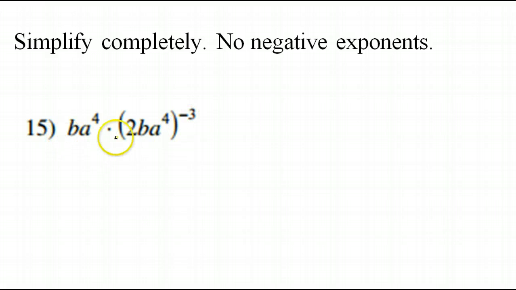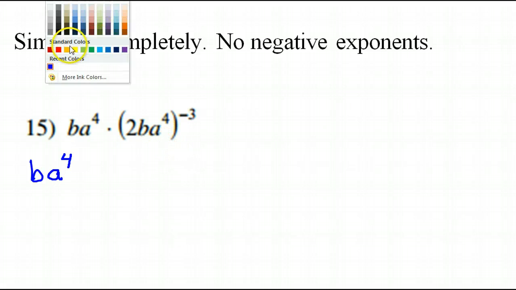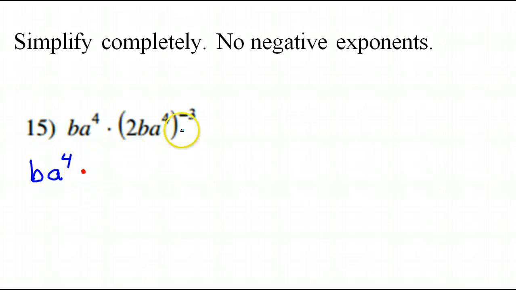Exponents come before multiplication in the order of operations. So this ba to the fourth power, that's just going to come down. Ba to the fourth power. So we're just doing this over here. Now here's what I recommend. We need to apply this negative 3 power to each one of these three things. So let me make this really clear to you.